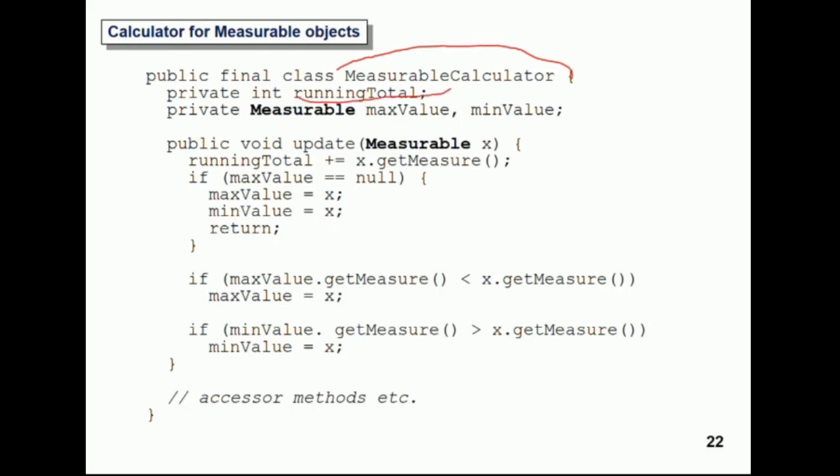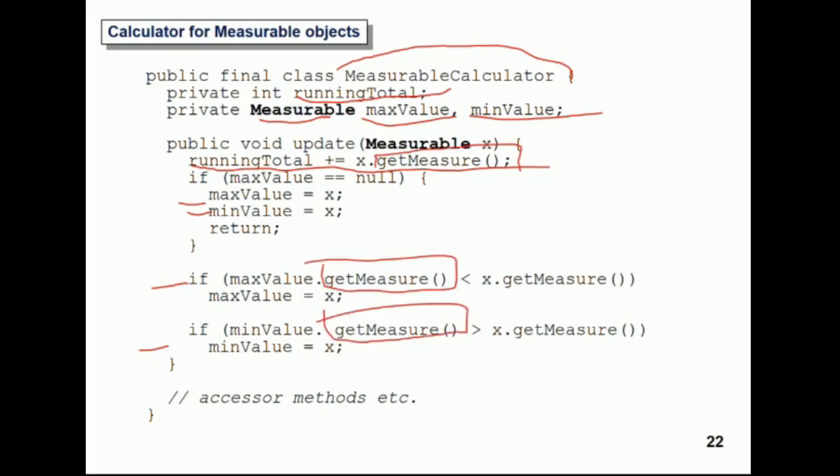I want to calculate the running total, and I want to keep track of which of these measurable things has got the maximum value, which has got the minimum value. And the implementation is exactly the same. I calculate the running total, and I keep track of what's the minimum value and what's the maximum value. And all I'm doing all the time is making use of this method called getMeasure, which has been implemented within the interface, rather than using the total for the cash box or using the getBalance for the accounts.